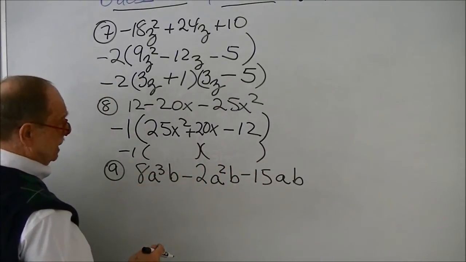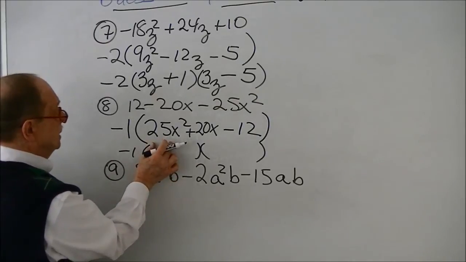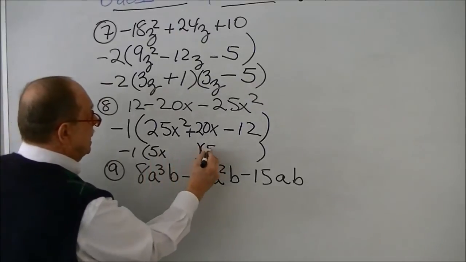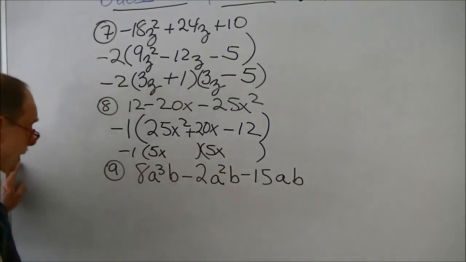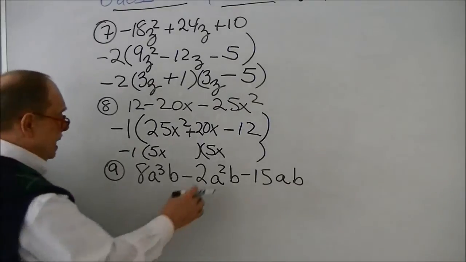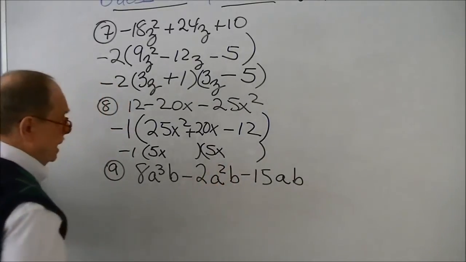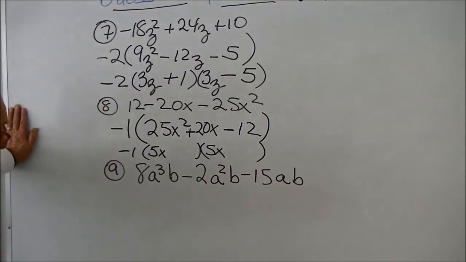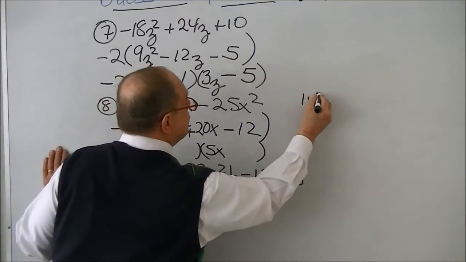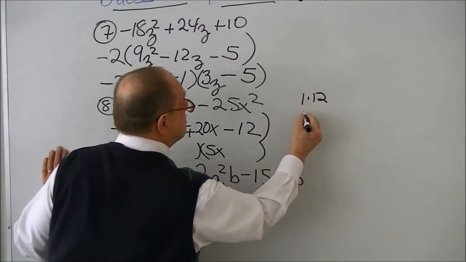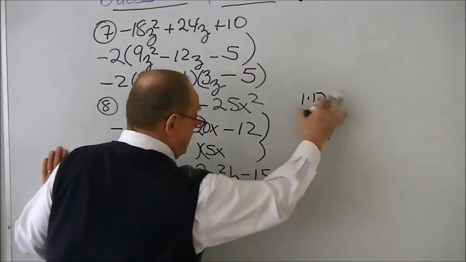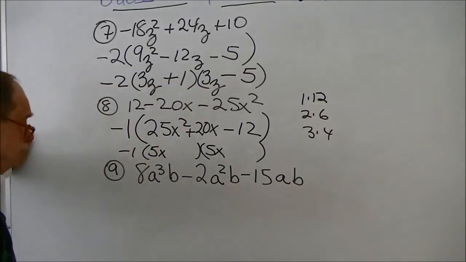So I have a feeling that that 25 is probably going to be a 5x and a 5x. At least I'm going to try it that way. And my 12 could be a 12 and a 1. Let me put them up here. 1 and a 12. A 2 and a 6. A 3 and a 4. And these could be reversed too.